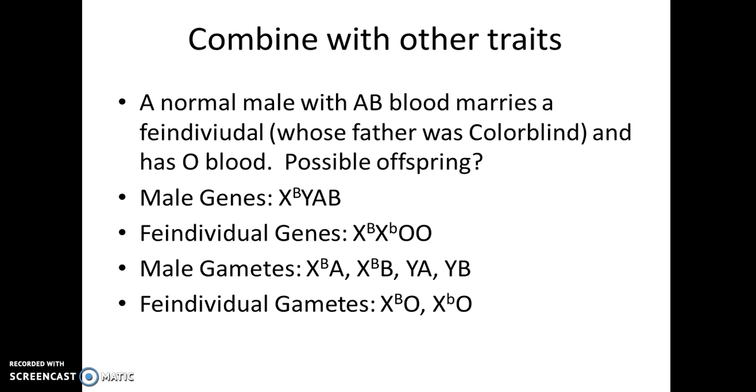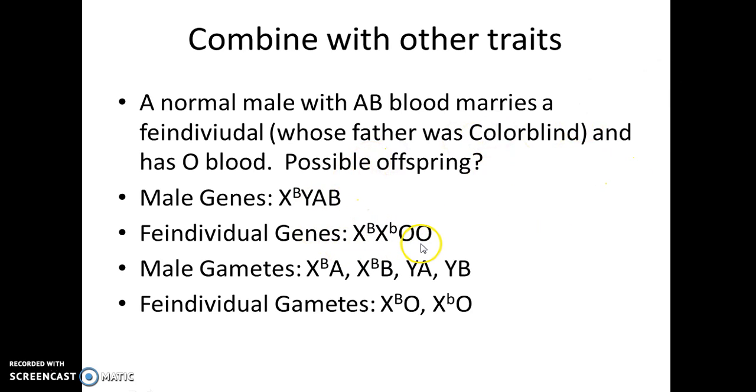So we can combine these with other traits. For example, a male with AB blood marries a female whose father was colorblind and who has O blood. So if we're taking a look at a normal male, colorblindness, we're using B here. Might be a little confusing, but this is the colorblindness, normal, and AB blood. Over here, she's a carrier. Why? Because the father was colorblind and the dad had to give her an X chromosome. If dad gave her a Y chromosome, it'd be a boy.